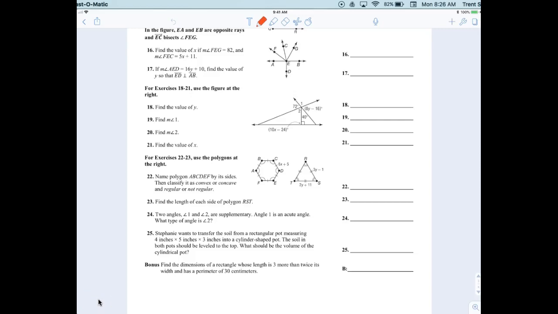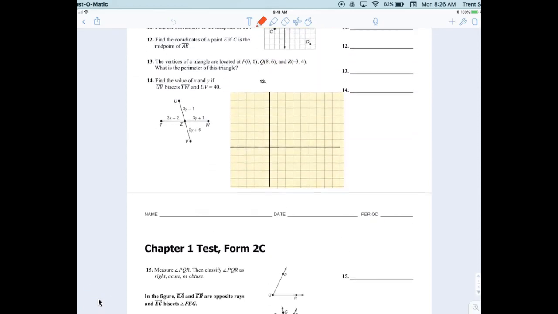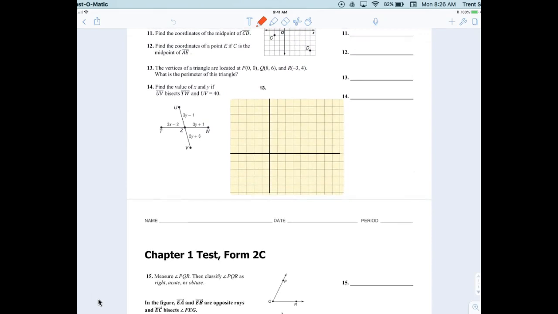All right, so again, we're going to start off today just by reviewing the Chapter 1 test. And those of you who have a question, I don't mind. I want to spend a few minutes doing it, but I don't want to spend too much time.